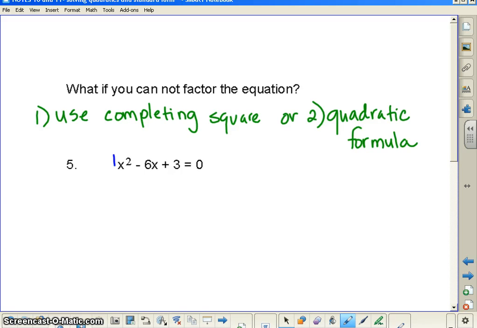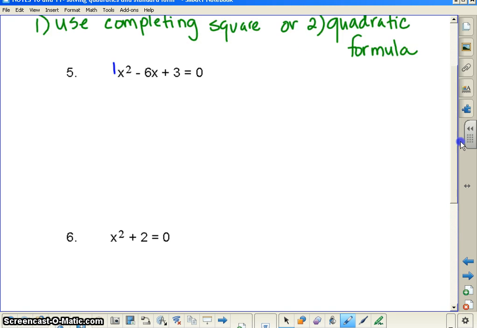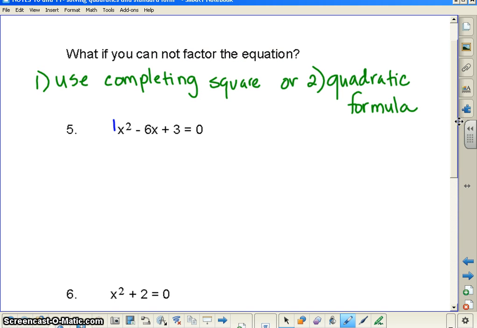Otherwise, you'll have to divide everything through. Like the example on number 7, if I was going to complete the square, I would have to divide everything by 5, and that's going to cause 7/5 and 3/5. Some people don't like fractions. So in that case, I would suggest the quadratic formula instead. So let's go up here. I'll do one completing the square just to show you that it does work.